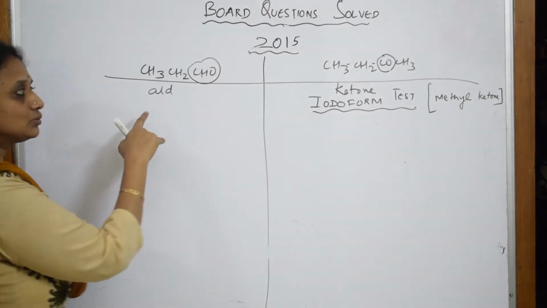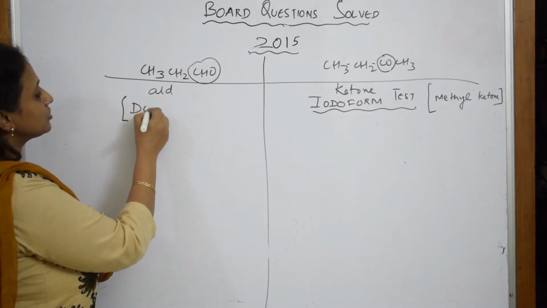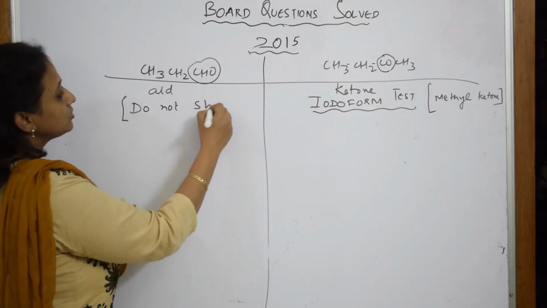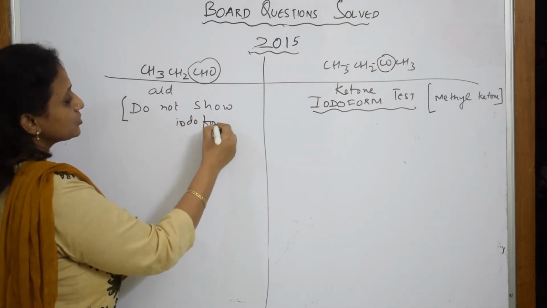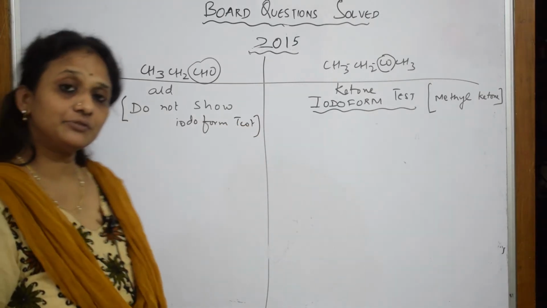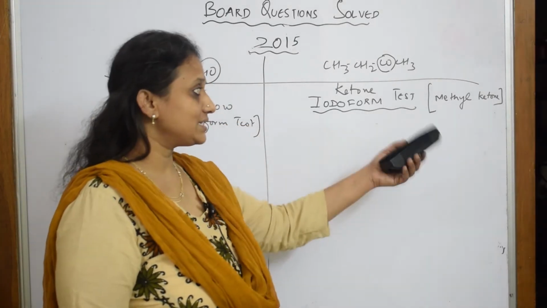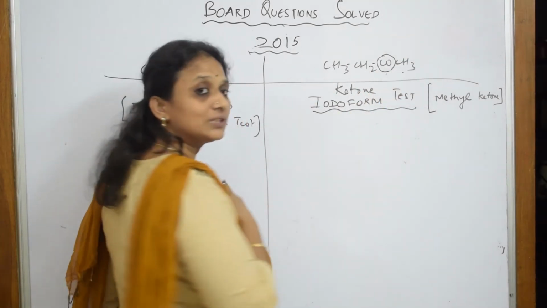So, aldehydes don't have methyl ketones, so they do not show the iodoform test. Right. They do not show the iodoform test. So now, what is the iodoform test? Basically, I already said it is only shown by methyl ketones. They should have this group to show that test.